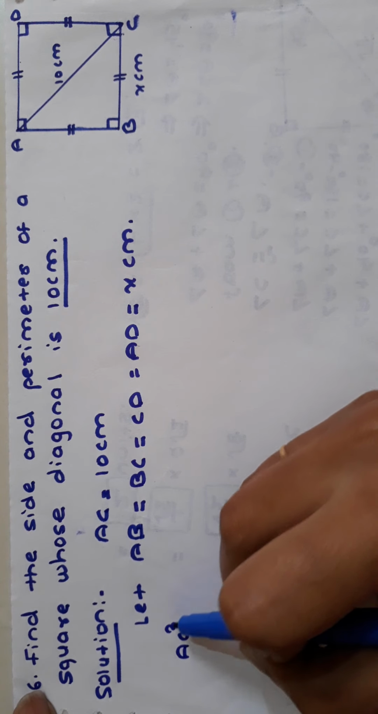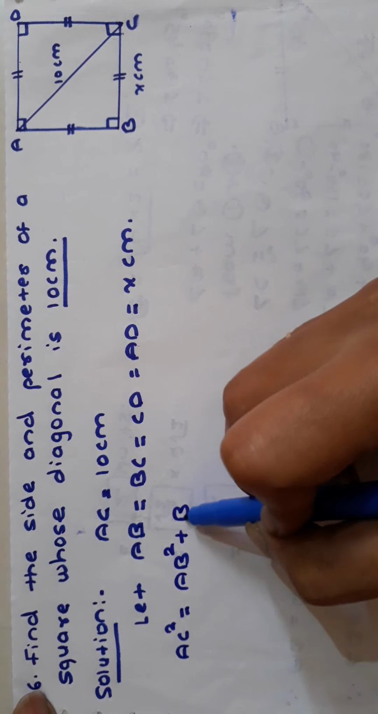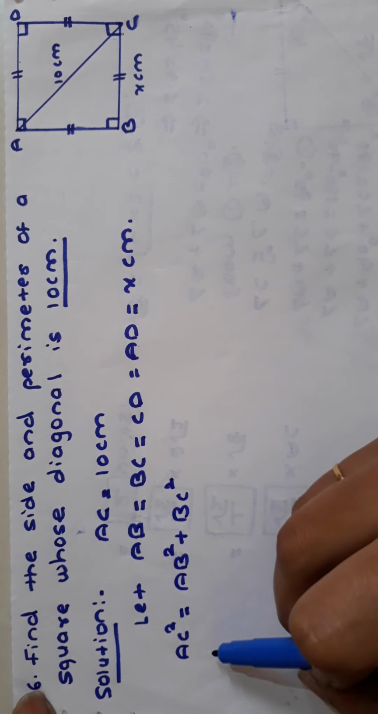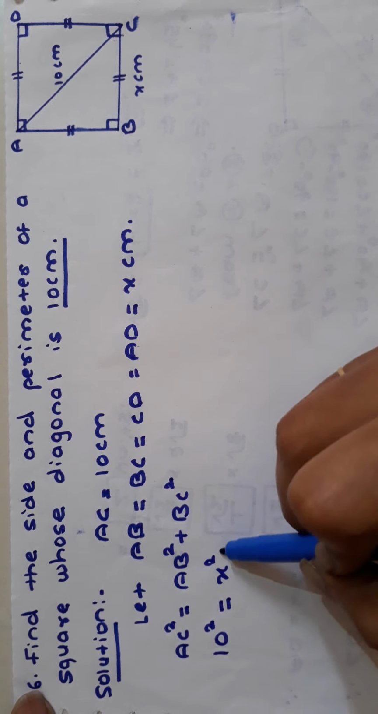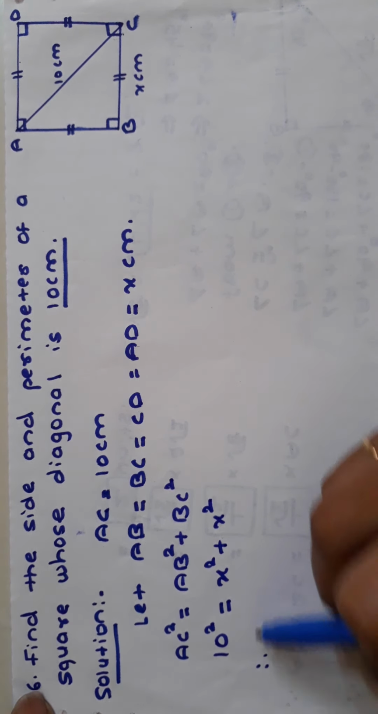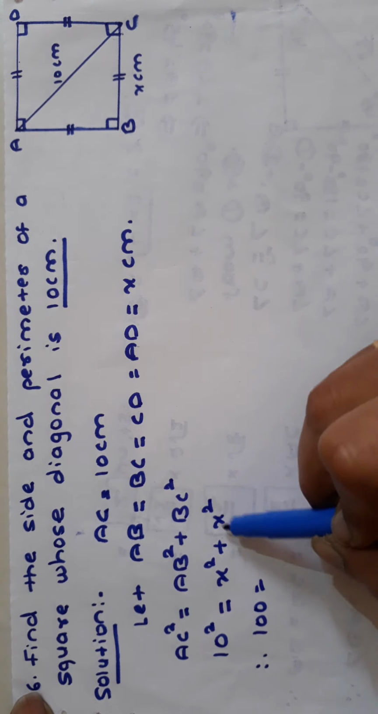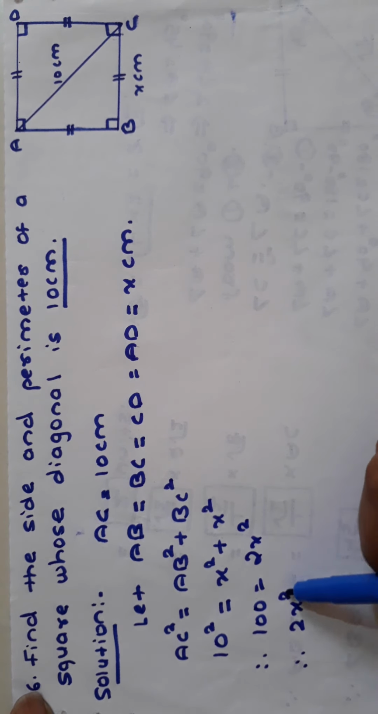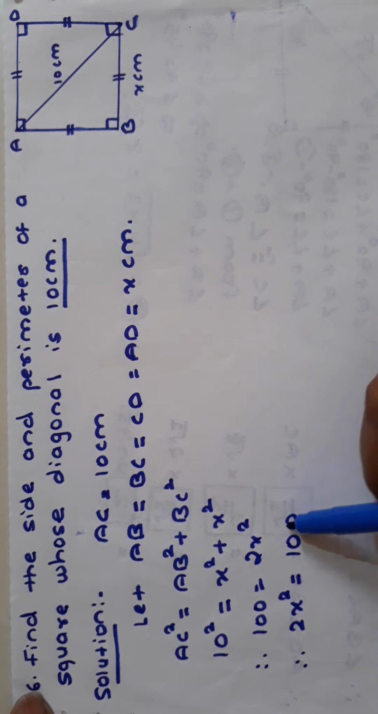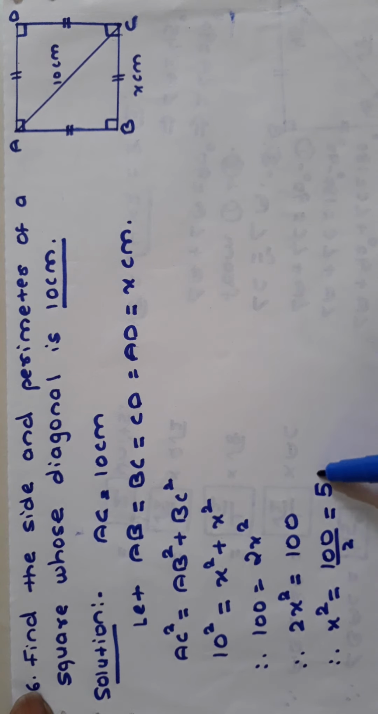And Pythagoras theorem is AC square is equal to AB square plus BC square. Substitute the value. AC square is 10 square is equal to x square plus x square. 100 is equal to, both are like terms, so x square plus x square is 2x square. I can interchange the left hand side and the right hand side. So 2x square is 100, and therefore x square is 100 by 2, that is 50.